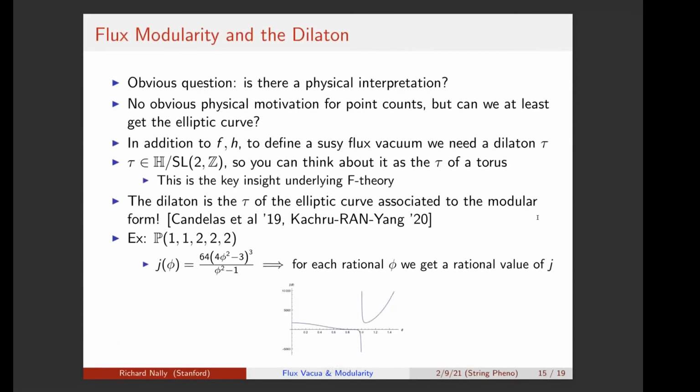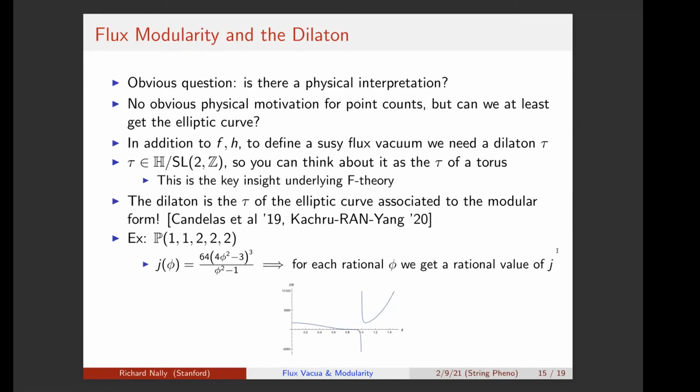And so there's an obvious question, which is, do these modular forms mean anything physically? Unfortunately, we still don't know what the point counts are supposed to mean physically, but we've found the weight 2 eigenforms associated to elliptic curves. And since elliptic curves are pretty natural in string theory, one might hope to find the elliptic curve somewhere in the flux compactification. To define a supersymmetric flux compactification, we don't just need fluxes, we also need a dilaton tau. You can think about this tau as the tau of some torus. This is where F theory comes from.